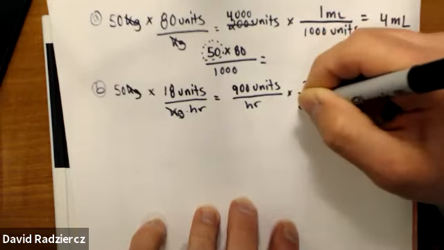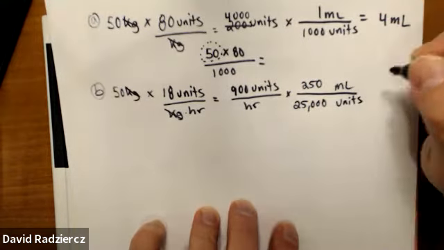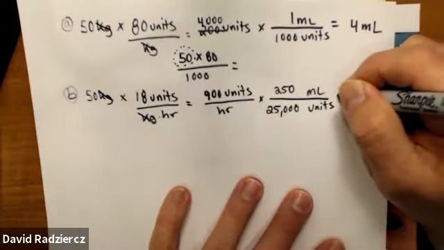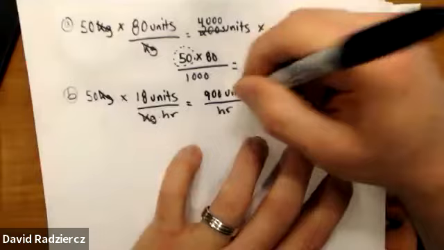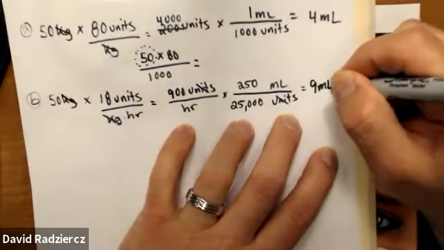250, 25,000. And then what you'll get is, because you'll eliminate units, and that's where the 9 mil per hour comes in.